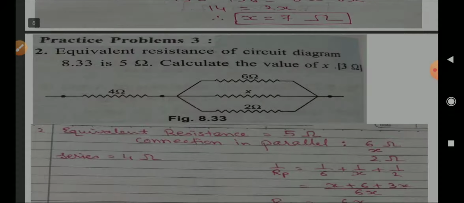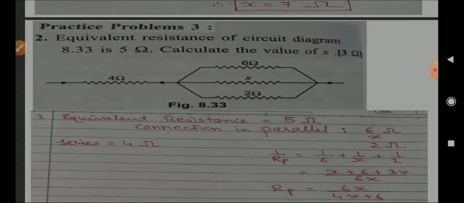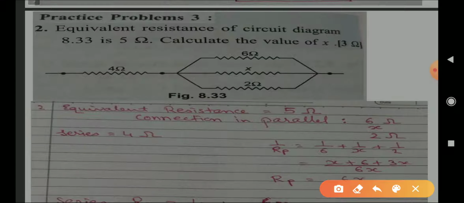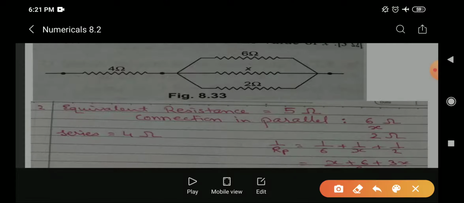Same here, same sort of a thing, but you require to first of all work it out with this one, because these are in parallel. In question number 2 of practice problem 3, these are parallel. So 1 upon 6 plus 1 upon x plus 1 upon 2. So you get this part, Rp is equal to 6x upon 4x plus 6, and here this one is in series. So now you add both this Rp and this one R4, both of them is going to be what? Rs, because it is in series connection.